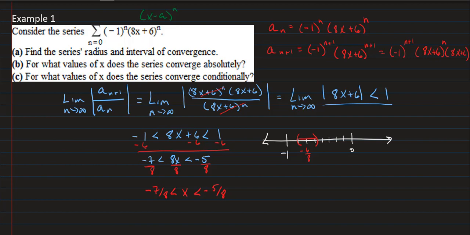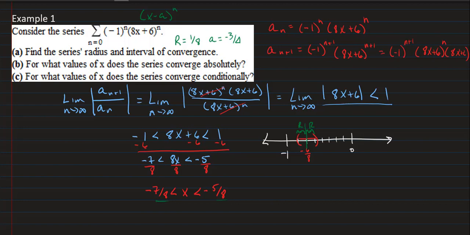What would be the radius of convergence then, looking at this graph? Because we're asked to find the series center, radius, and interval of convergence. The radius of convergence is this distance right here. It's the same distance from where it's centered. It's centered at negative 6/8 or negative 3/4. How far out did I go to get the numbers on these endpoints here? 1/8. So my radius of convergence here is going to be 1/8. The series is centered at negative 3/4 because 6/8 reduces to 3/4.